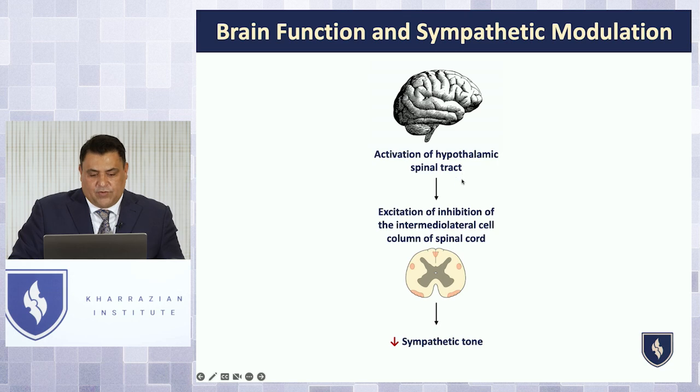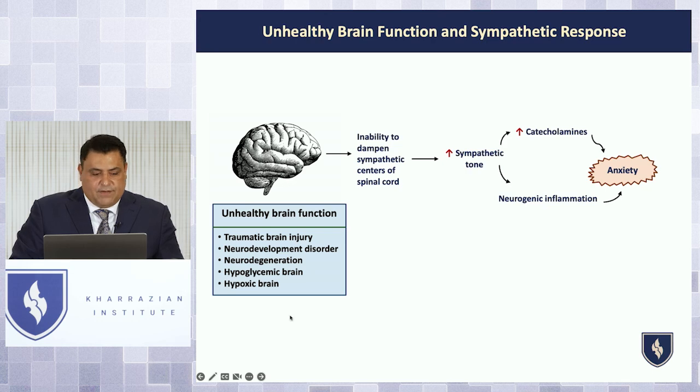These hypothalamic spinal tracts excite inhibition of the intermediate cell column, they dampen sympathetic. But when the brain is not functioning, with brain injury or just low blood sugar states or hypoxia or neurodegeneration, there's inability to activate these hypothalamic pathways. So there's increased sympathetic tone and there's this chronic anxiety. So you see high blood pressure, you see dilated pupils, you'll see that pattern with many people who have sympathetic responses.